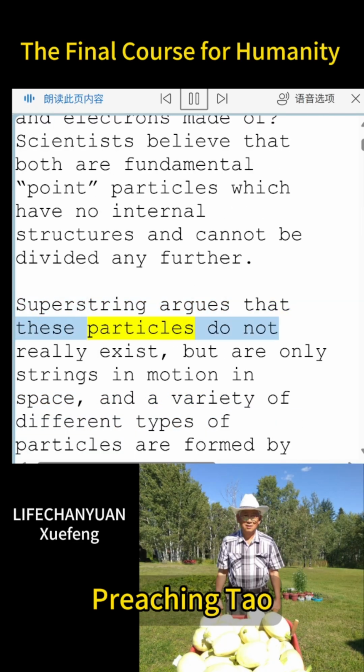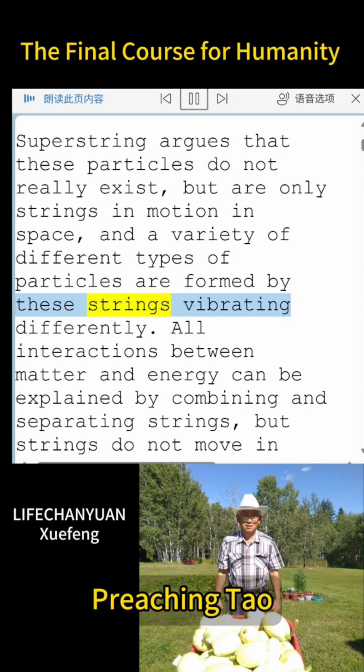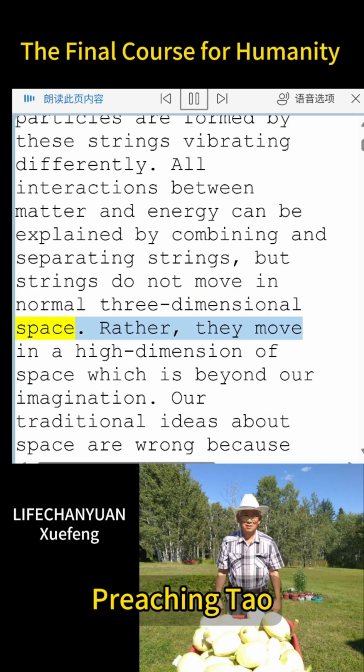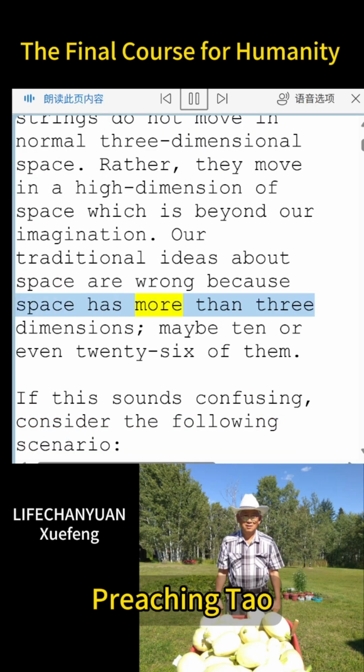Superstring argues that these particles do not really exist, but are only strings in motion in space, and a variety of different types of particles are formed by these strings vibrating differently. All interactions between matter and energy can be explained by combining and separating strings, but strings do not move in normal three-dimensional space. Rather, they move in a high dimension of space which is beyond our imagination. Our traditional ideas about space are wrong because space has more than 3 dimensions, maybe 10 or even 26 of them. If this sounds confusing, consider the following scenario.